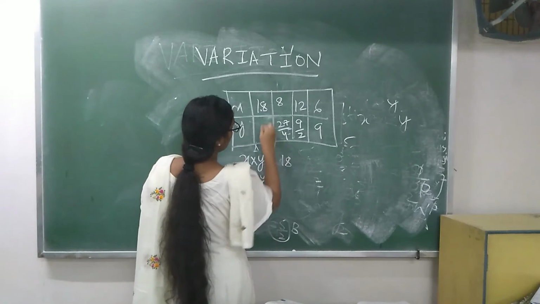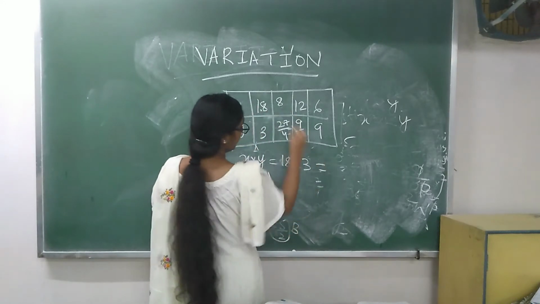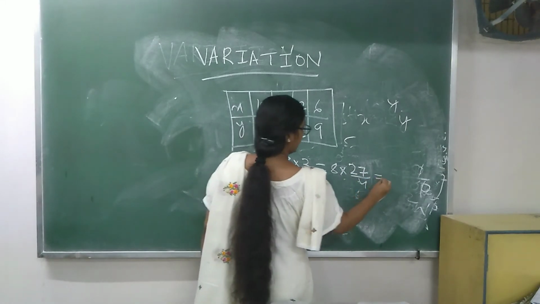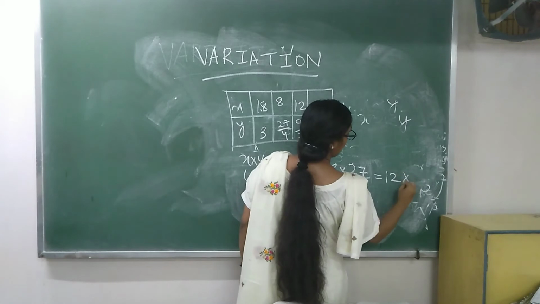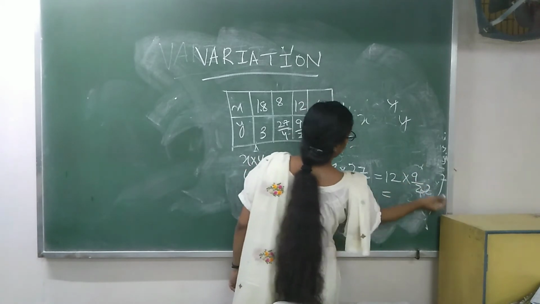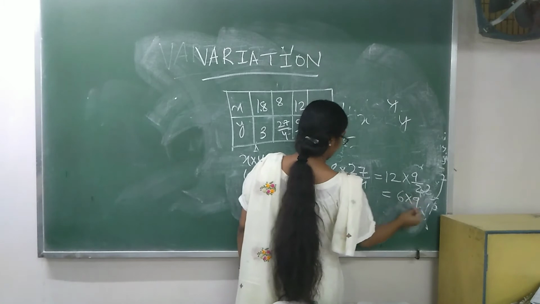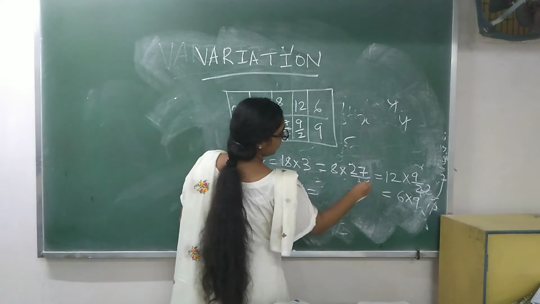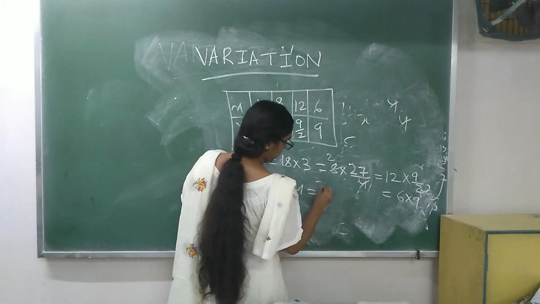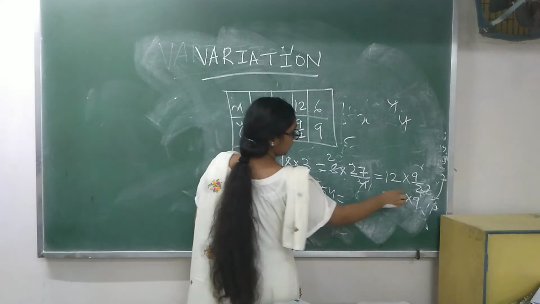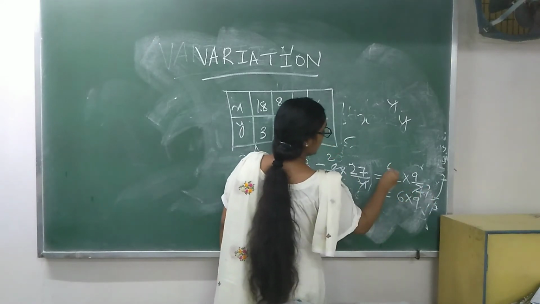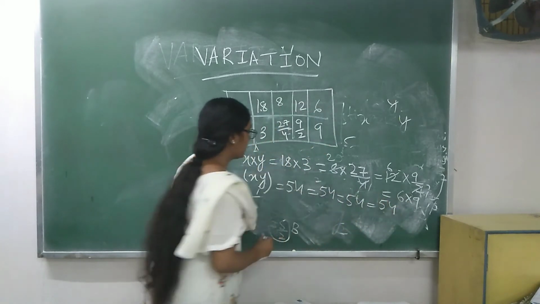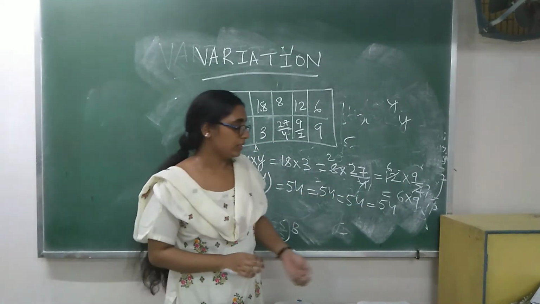So first 18 into 3, then 8 into 27/4, then 12 into 9/2. I am not getting place, that is why I am writing here. Then 6 into 9. Now 18 into 3 is 54. This one: 4 ones are 4, 4 twos are 8, 27 into 2 is 54. Now this one: 2 ones are 2, 2 sixes are 12, 6 into 9 is 54. Again 6 into 9 is 54. See, you are getting the same result in each one.